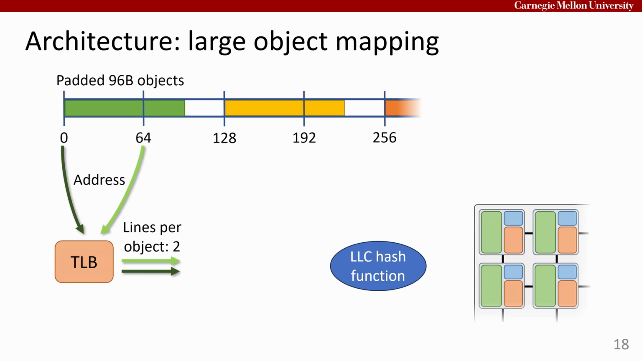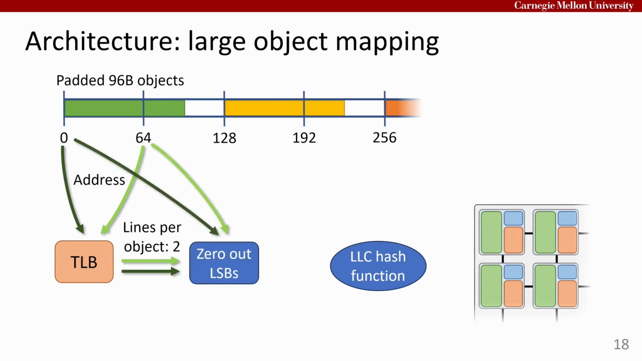Leviathan adds the object size to the data's TLB entry, so that the least significant bits of the object's address can be zeroed out. For this example, with objects spanning 2 lines, only 1 bit needs zeroing out. As a result, each cache line address for an object provides the same input to the hash function, ensuring that large objects map to the same bank.